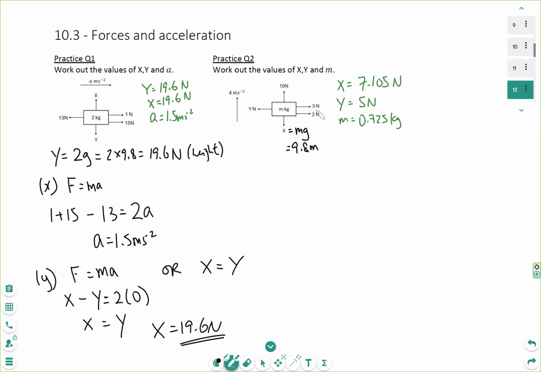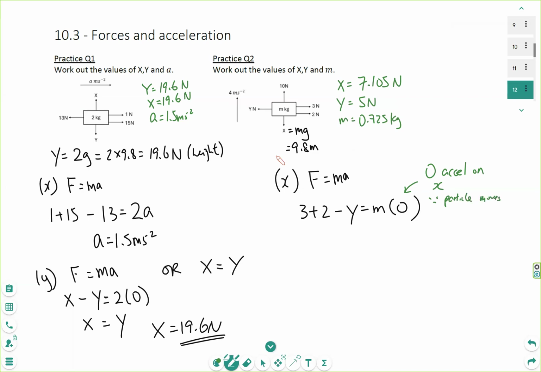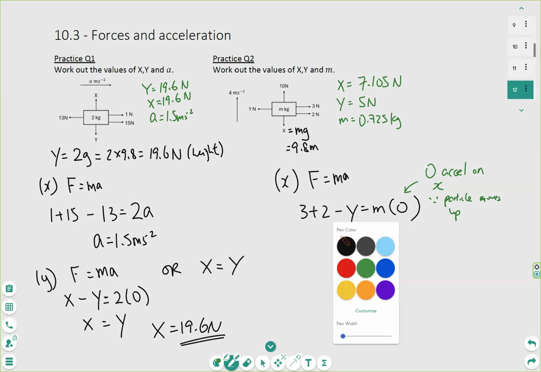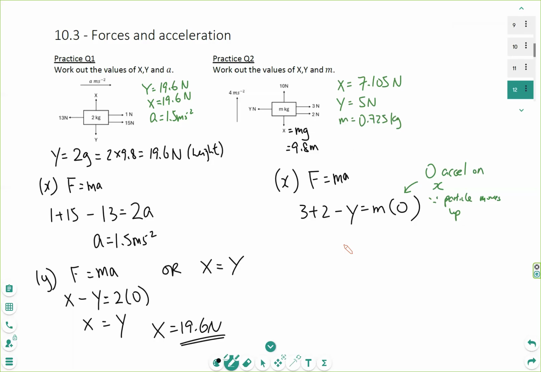Well, let's work out horizontally. Horizontally, F equals ma. Is there any acceleration horizontally? No, because you can see the acceleration is vertical. Therefore, 3 plus 2 minus y for the force equals m times acceleration 0. There is 0 acceleration on x because the particle is moving up. So we know 3.